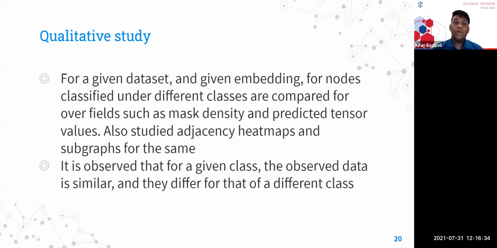Next is the qualitative study of this data. For a given data set, by studying the neighboring nodes, we were able to obtain the mass density as well as the predicted node feature tensors that were predicted by the two interpretability models, that is, the GNN explainer and the GradCam models. These were compared for the nodes across different classes. We then generated adjacency heat maps and the subgraphs for the important features of the same.